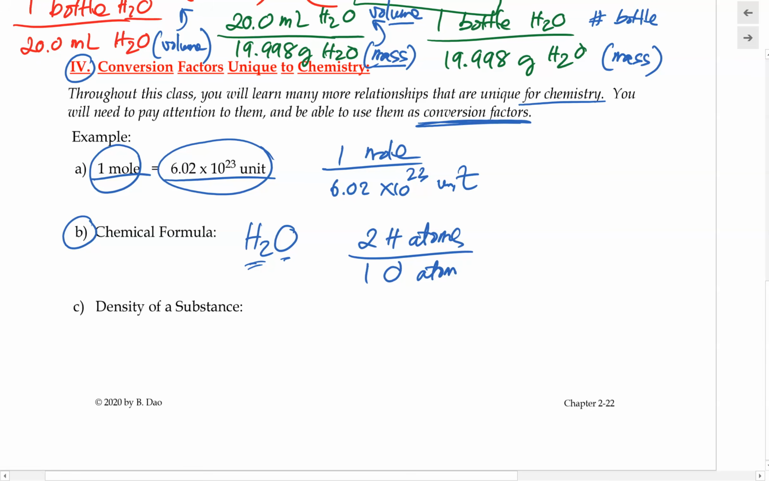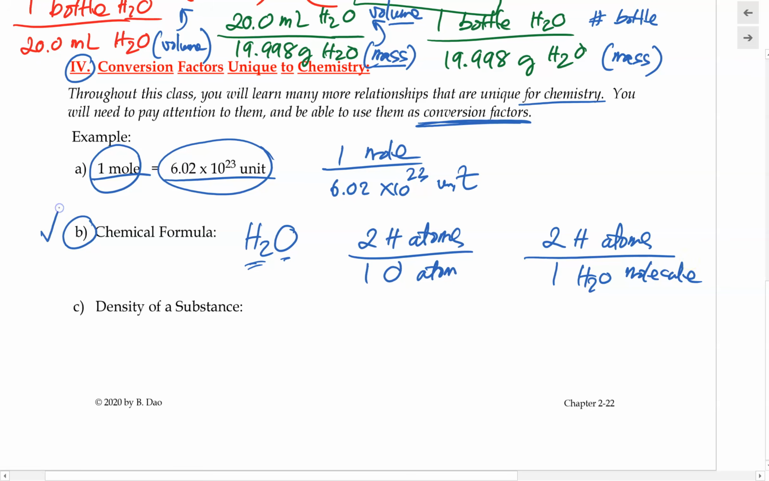And this relationship would only be true if the substance is water. And we can also see the following. For every 2 hydrogen atoms, it is present in 1 water molecule. So 1 water molecule has 2 hydrogen atoms. So therefore, we can also write this conversion factor as well.